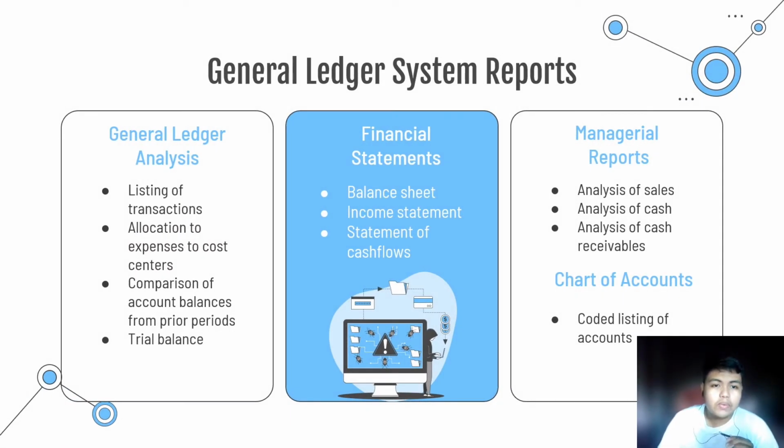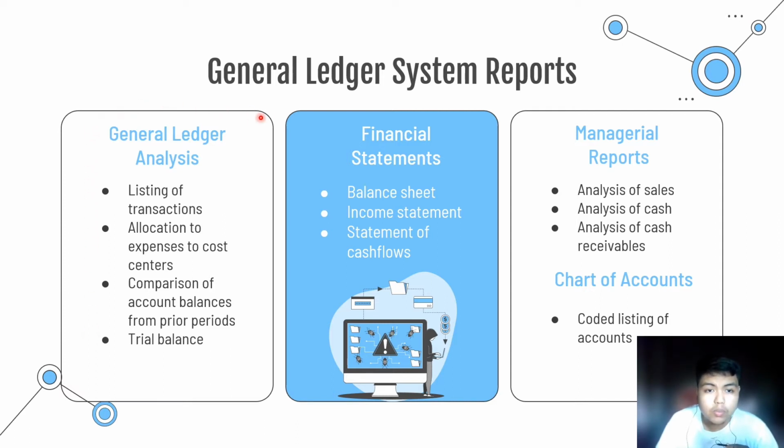Now, ano nga ba yung mga reports na ma-generate natin sa general ledger system? First is general ledger analysis. Itong general ledger analysis, it contains the listing of transactions, allocation to expenses to cost centers, and it also contains comparison of account balances from prior periods. Nandito din yung trial balance. So, yan yung laman ng general ledger analysis na ma-generate natin under the general ledger system.